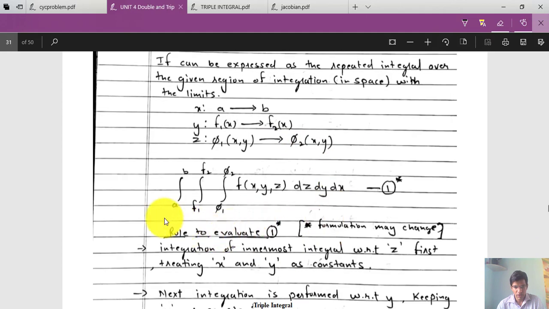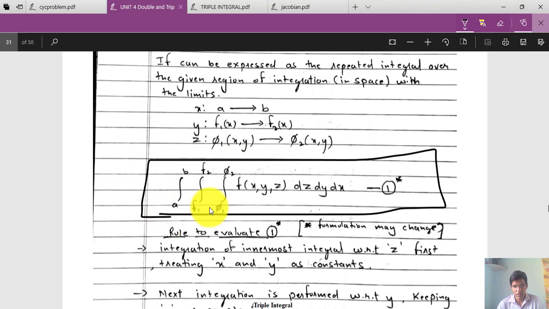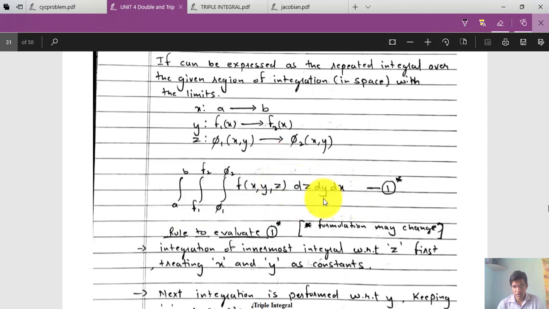Therefore in general we write the given equation, that is the volume, with its limits phi1 to phi2, which are expressed in terms of x and y, and f1 of x to f2 of x, and a to b which are constants. We evaluate it for the given function over dz, then dy, and for the constant values a and b, dx, right? So let me consider this as my equation 1.